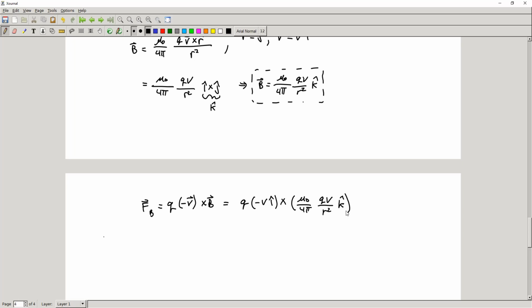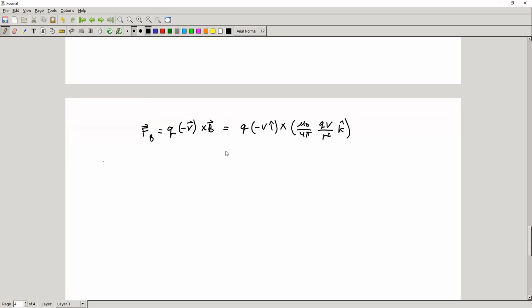Okay, and so this can all be cleaned up a bunch. I just want to isolate the cross product that remains, so I'm going to factor everything out. I'm going to keep the minus sign in there, just because it's going to look nicer when we're done here. So I'm going to factor out the mu naught over 4 pi. We're going to have a q squared, combining these two q's. We're going to have a v squared, and we're going to have an r squared in the basement here.